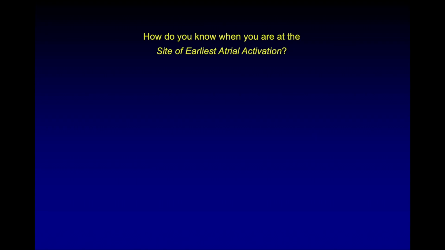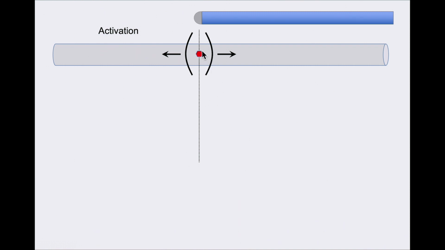So how do you know when you're at the site of earliest atrial activation so that you can ablate a focal tachycardia? Well, everyone knows that that's going to be when the unipolar tip electrogram begins with a steep negative component. Why does it do that? Let's say the focal origin is right here, and we have the mapping electrode directly against the tissue right at that site. So activation is going to be progressing away from that site, and remember, there will be a small positive charge in front of the wavefront and a negative charge on the back side of the wavefront.